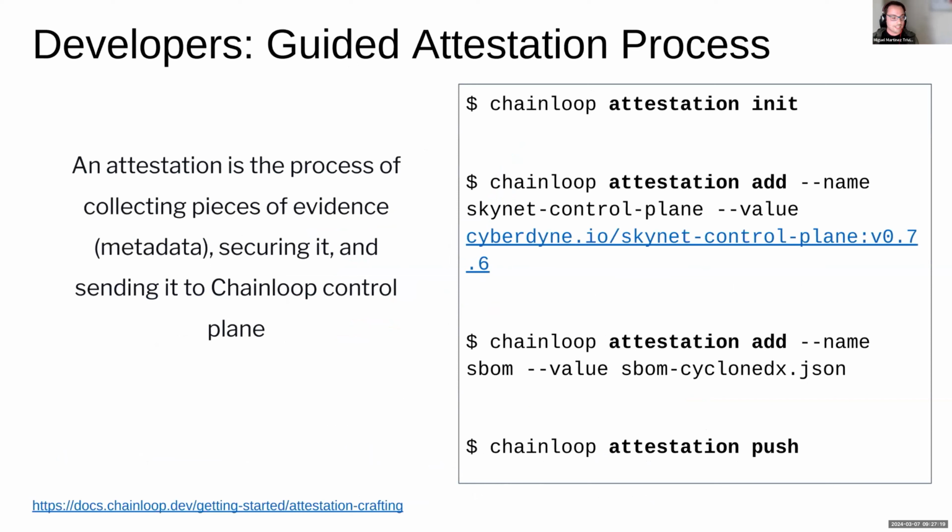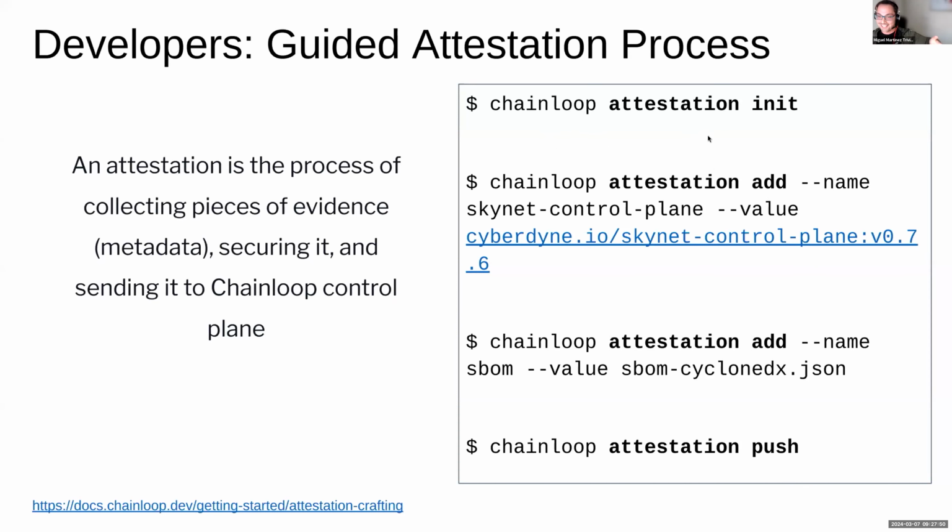But most importantly, and that's going to be the end, and we're going to get to the demo right after this, is how we designed Chainloop in such a way that it's easy for developers to stay compliant. And they do it through a guided process that we call attestation. And the attestation means just a way to collect pieces of evidence, metadata, secure it, and send it to the Chainloop control plane.